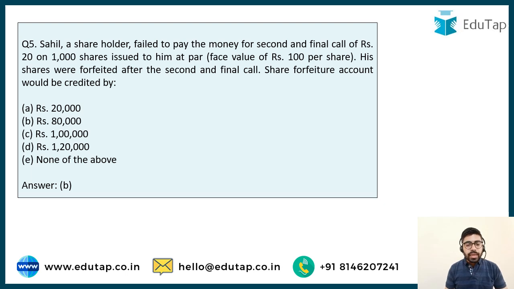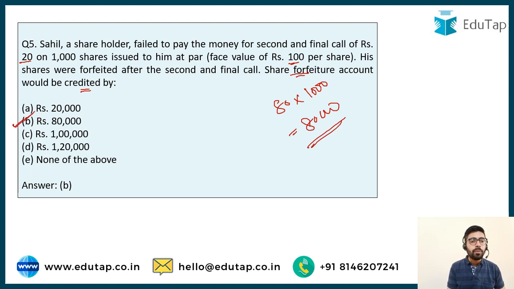So now friends, we can easily answer this particular question. The share forfeiture account is going to be credited by the amount received from Sahil. Now we can easily answer verbally as well. So we did not receive rupees 20 from Sahil out of the rupees 100. 80 rupees was received. 1000 shares were there. So 80,000 is going to be transferred to the share forfeiture account. Answer is option number B.